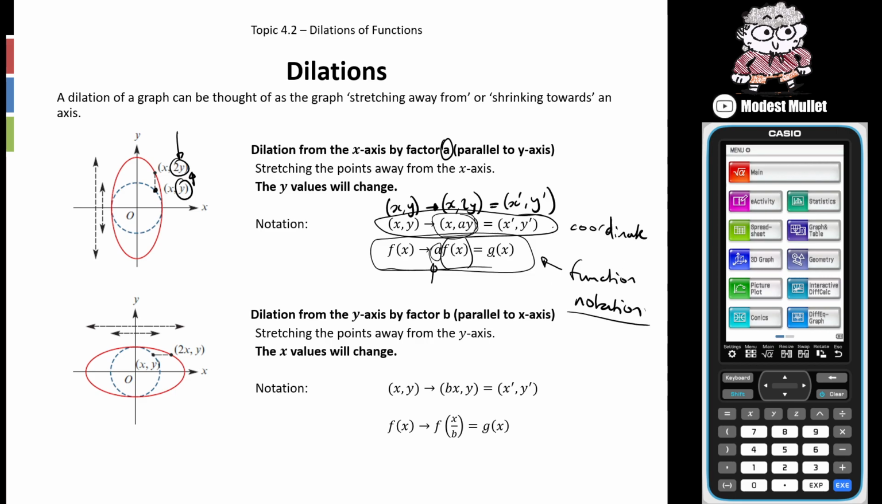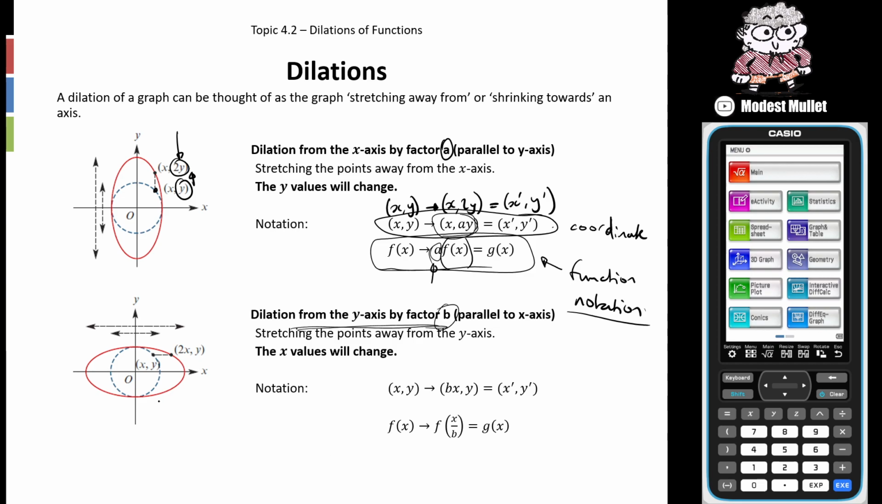And here's our function notation. And I'll write what the exact shortcut is on a later slide. If we dilate from the y-axis by a factor of b, that's going to be a placeholder instead of h and k. We're using a and b's for dilations.